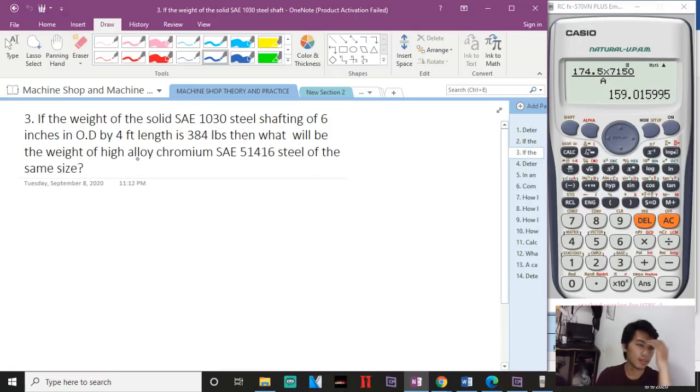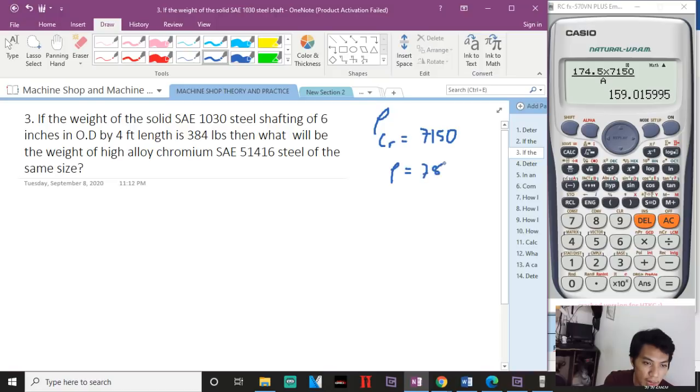Okay, ito naman. Another one. Alloy chromium. Alam naman na natin kanina, di ba, yung sa chromium? That is density ni chromium. So, CR is 7,150. Yung density ni 1030 is, gawin na lang natin 7,850. Malapit lang naman eh. Pag di mo alam.